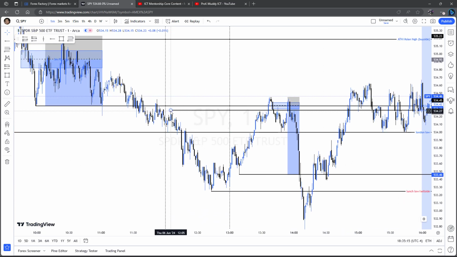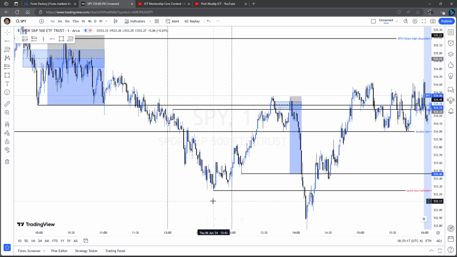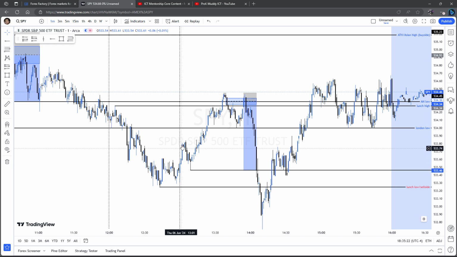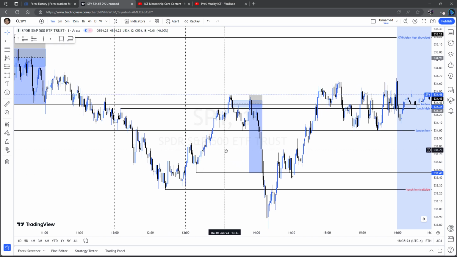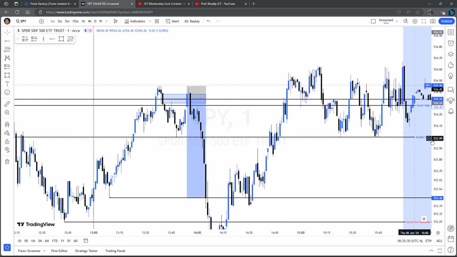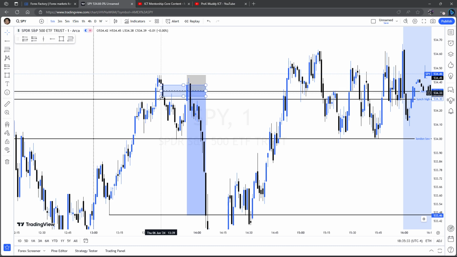Here's the PM session. I marked out the lunch high here, lunch low. Want to see when these levels get hit before giving us a reaction. We wait for time eligibility, which is 1 o'clock to 1:30. Price comes up, takes out the lunch high here, and gives us the reaction that we wanted, which is this 3-candle displacement right here, leaving behind its inefficiency.